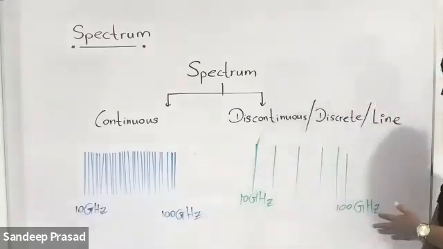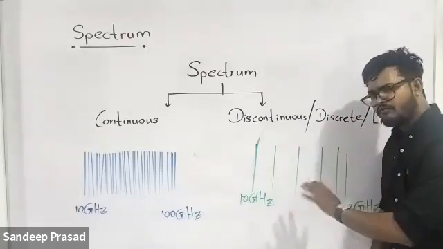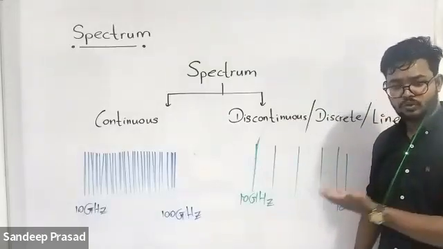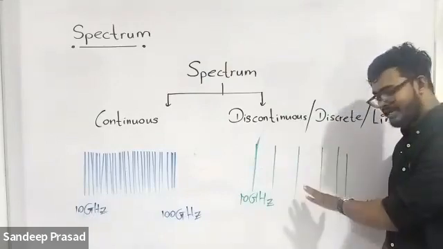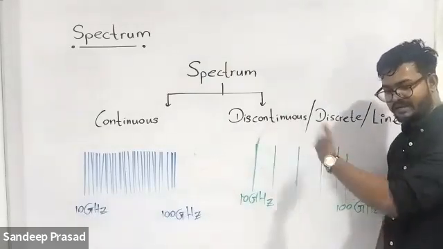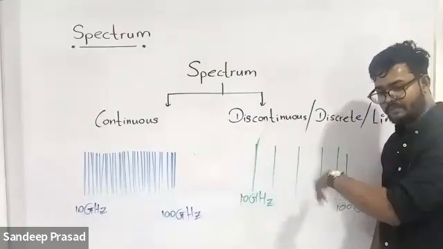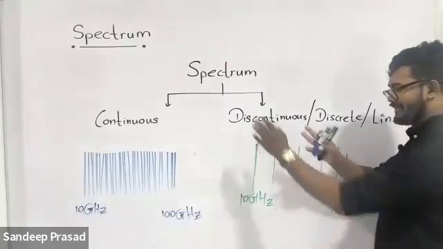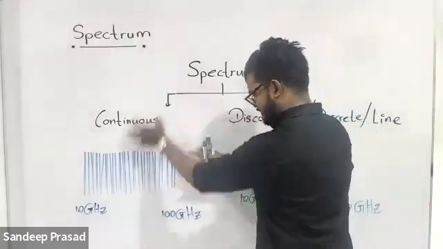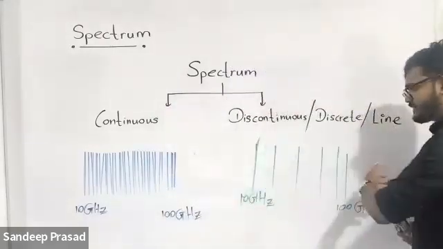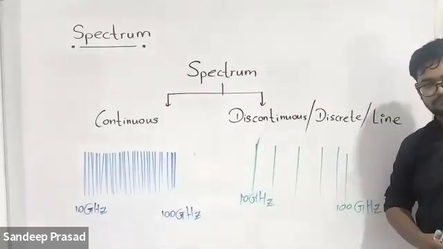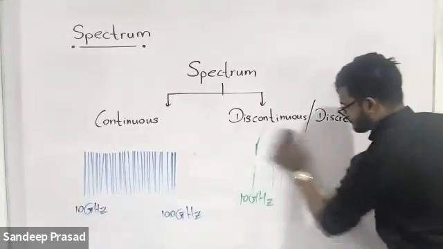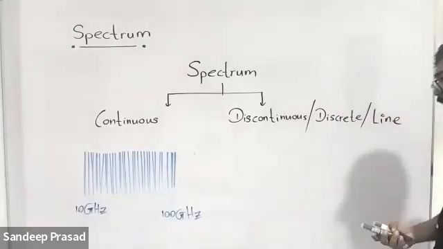In the discontinuous spectrum, we are going to analyze why only a few energy radiations remain and what happened to the remaining radiations, those that are missing. We are going to find out what happened to the missing energy radiations. So hereafter, in our syllabus, we are not going to discuss the continuous spectrum, but we have to discuss the discontinuous spectrum.